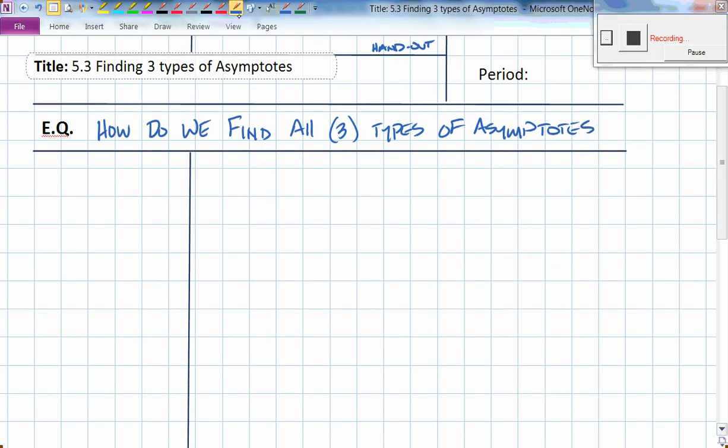Okay, here's the first idea. We're going to talk about how to find vertical asymptotes for rational functions.